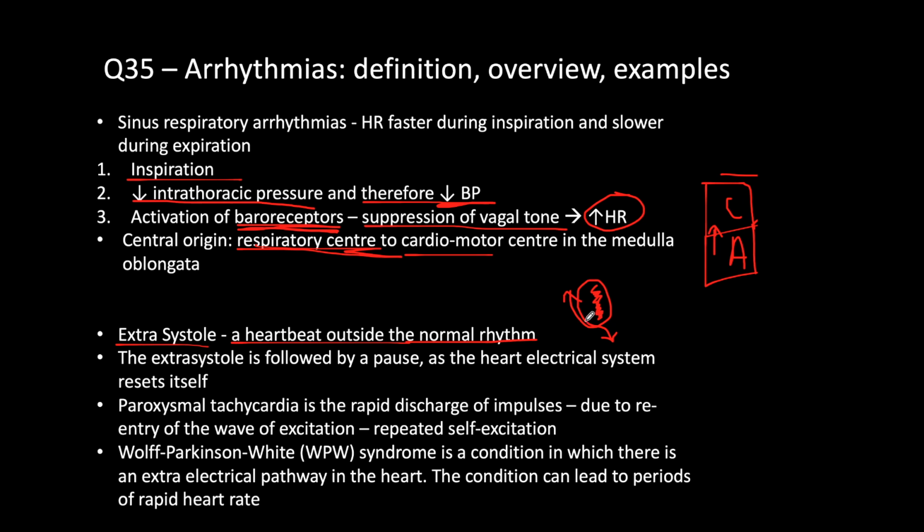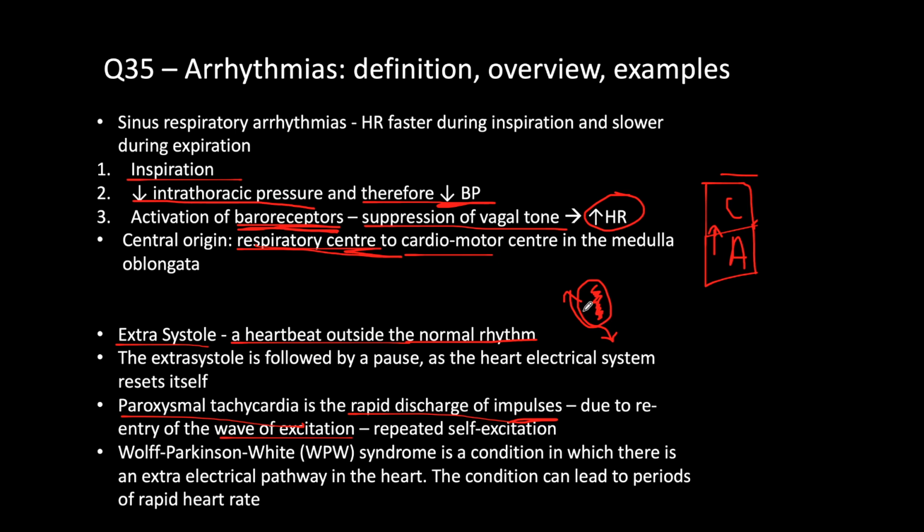It can go around and cause re-excitation, because these can't depolarize. They depolarize here, and they go back and re-enter. So this is what causes paroxysmal tachycardia, because these myocardial cells get depolarized again, causing paroxysmal tachycardia, which is a rapid discharge of impulses due to re-entry of the wave of excitation. The wave of excitation going around the scar can be caused by multiple things, but usually a defect of some sort to the cardiomyocyte, so it re-enters.